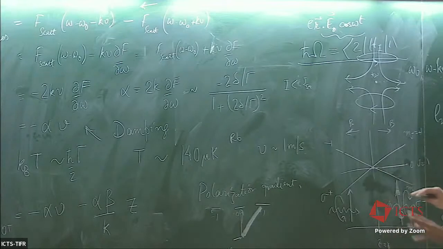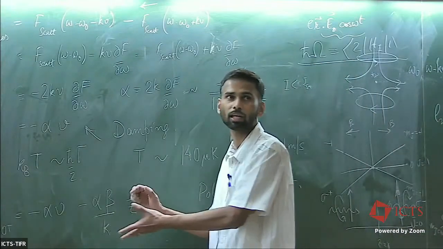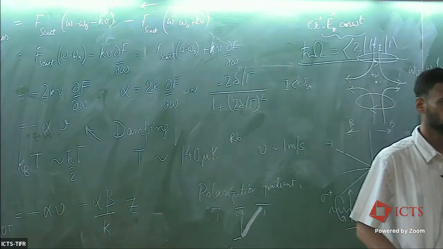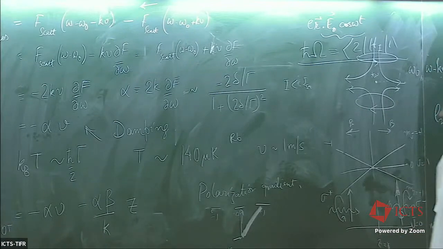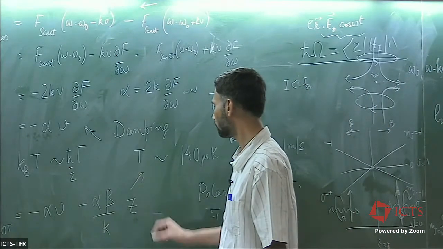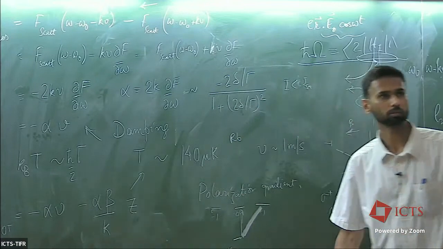No, I have not given any mathematical expression for polarization gradient. So what I was trying to say is that after you have all this molasses and atom stuff, you can actually go to even lower temperature. So these atoms will go to this kind of temperature, the Doppler cooling limit.